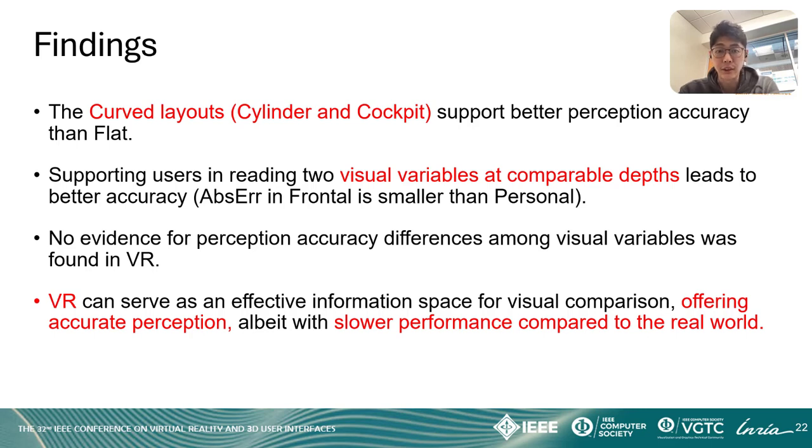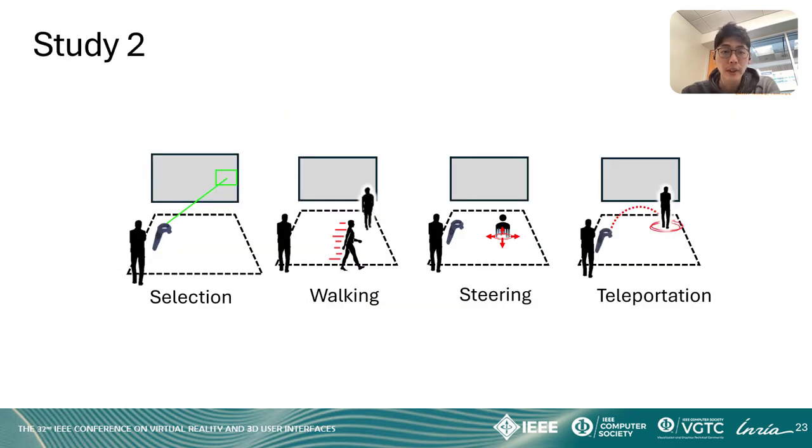First of all, the cylinder layout showed better performance than the flat layout in terms of perception accuracy. Next, based on the frontal and personal display results, supporting users in reading 2 visual variables at comparable depths is important. Third, we found no clear evidence for perception accuracy differences between visual variables in VR. At last, VR could provide a practical virtual space using virtual displays to perform visual comparison in terms of perception accuracy. Our second study is to investigate the effectiveness of interaction techniques on perceiving visual variables.